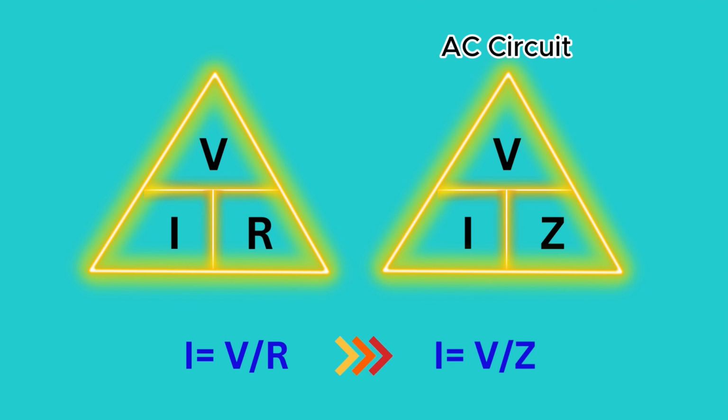Ohm's law in AC circuit becomes I equal to V over Z, where V becomes V maximum, I becomes I maximum, and R becomes Z, which represents impedance, a concept that combines both resistance and reactance, accounting for the opposition in the circuit.